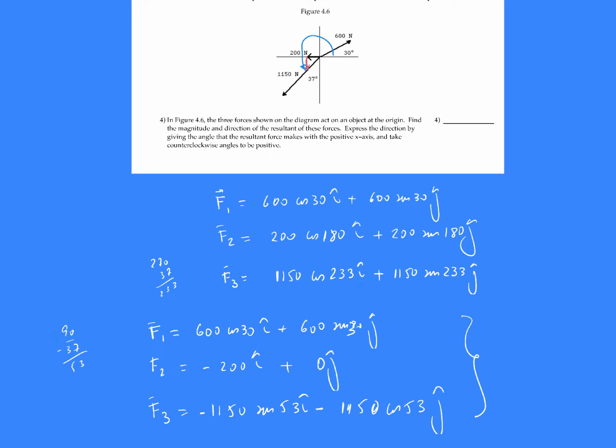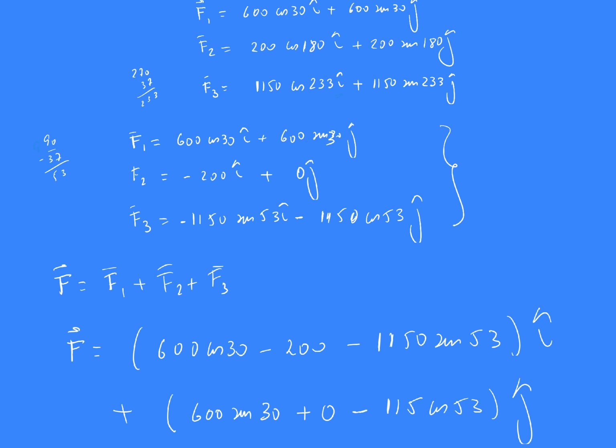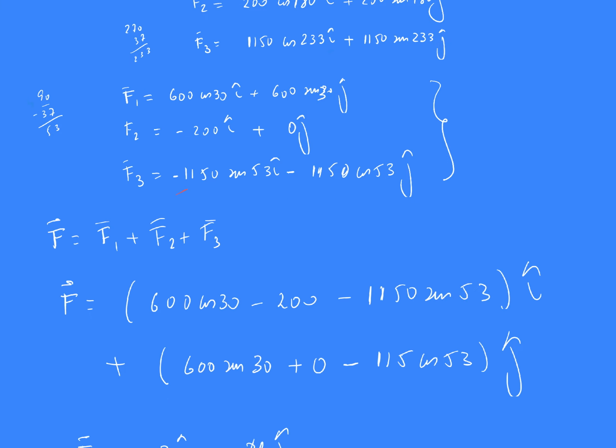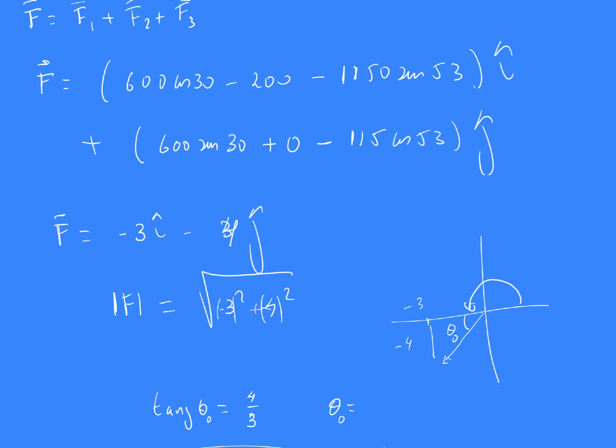53 is this angle. This angle is 53, okay? So it has a negative component in the x direction and a negative component in the y direction. So I put negative and negative, and I work like this. You make the sum, the total force, and you sum it component by component, the i with the i, the j with the j, and again you will arrive at a vector.